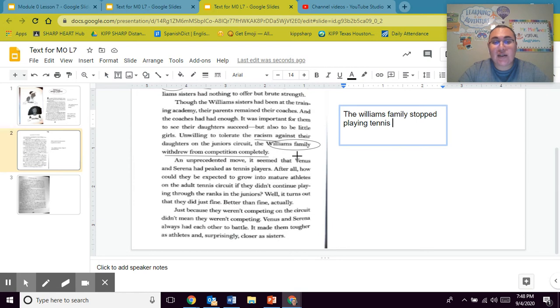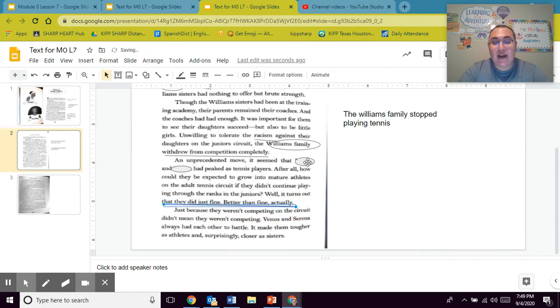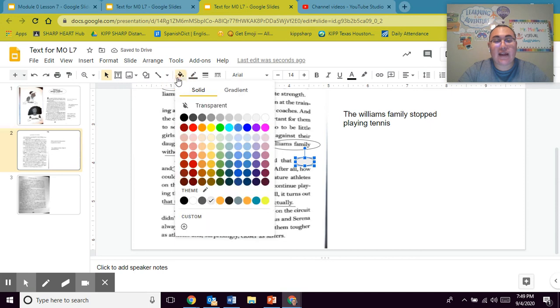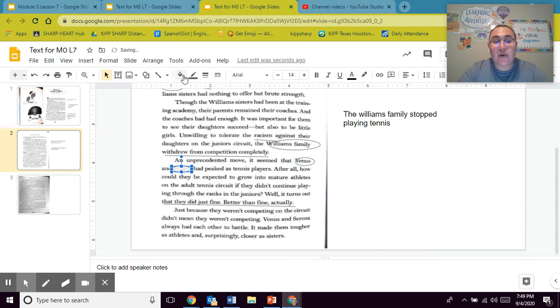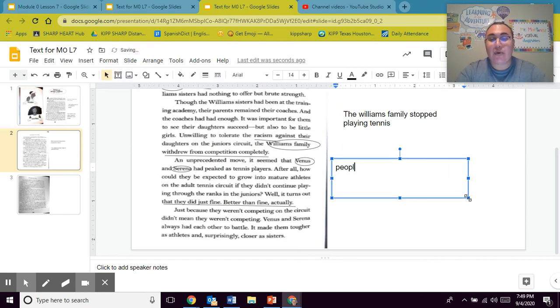So people are doubting the fact that they could still play. So again, this paragraph is about Venus and Serena, and it says that they did just fine, better than fine, actually. So people are doubting that they're going to do well because they withdrew from competition. So my gist is people didn't think they would still be good players because they're not playing anymore, right?